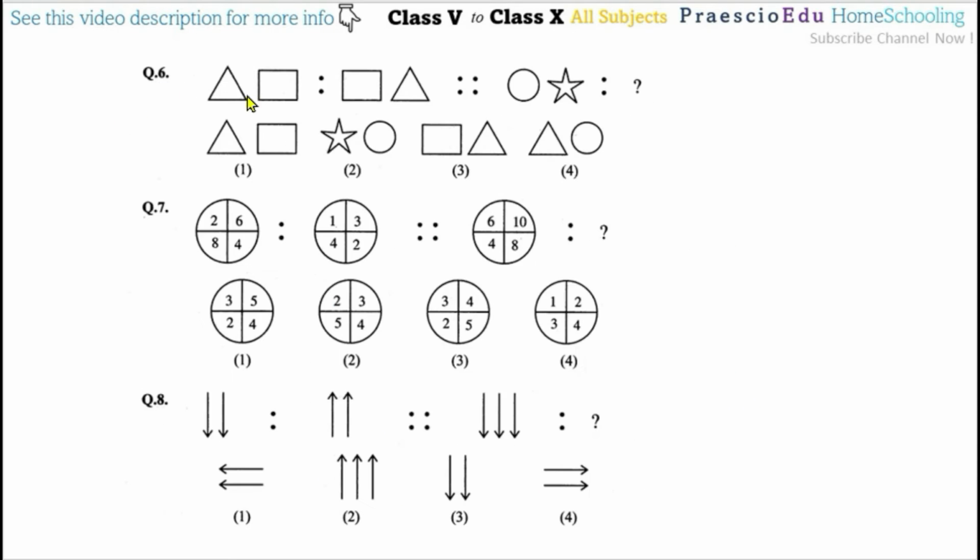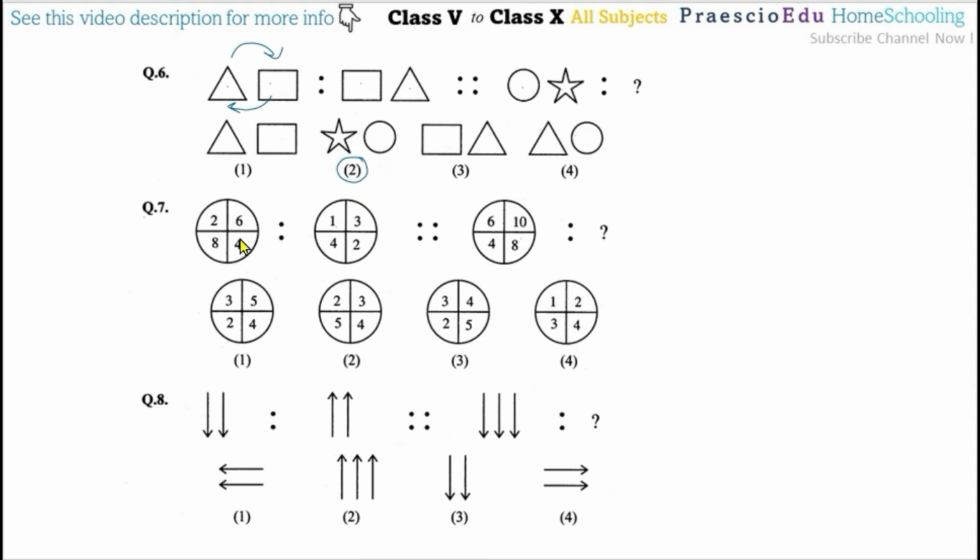Now question number 6, triangle and square, and after this one square and triangle, means interchange of positions of these. Okay, so same here, square, circle and star, so star will come and then circle, means option number 2 is the correct one.